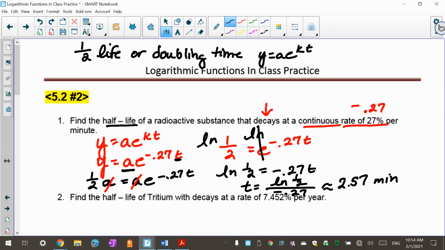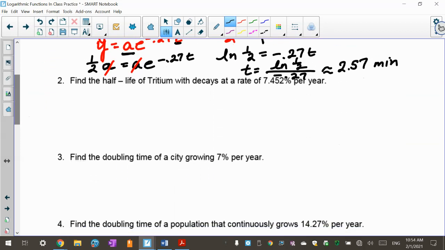And the one thing I want to let you know is it doesn't really matter what I started with. It really doesn't. It just knows that no matter what I start with, it's going to take 2.57 minutes for half of it to go away. So let's look at our second one here. It says find the half-life of tritium that decays at 7.452% per year. I didn't really say continuous, but you could use the continuous formula, and I would be fine with it. But because I didn't, I'm going to do it without it.